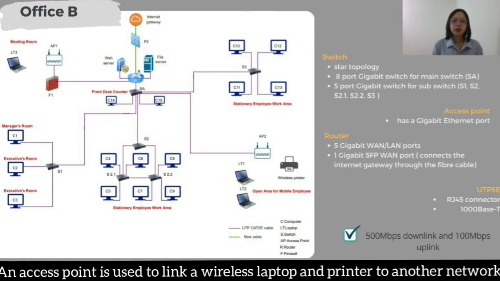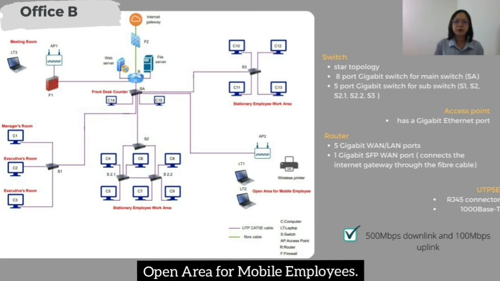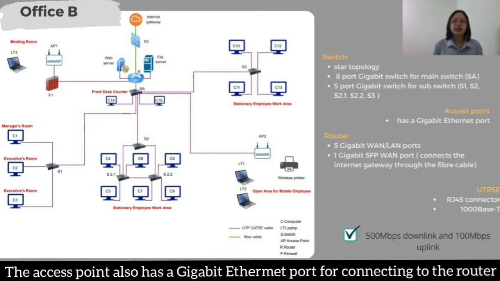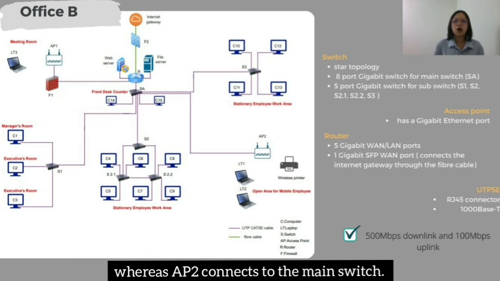An access point is used to link a wireless laptop and printer to another network to build a wireless LAN. So, in Office B, there are two access points, one in the meeting room and the other in the open area for mobile employees. The access point also has a gigabit internet port for connecting to the router or switch. The difference between access point 1 and access point 2 is that access point 1 connects to a router, whereas access point 2 connects to the main switch.